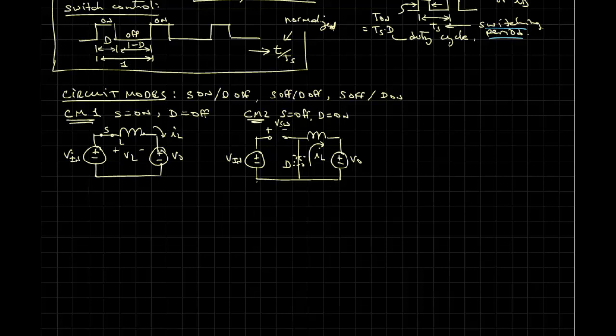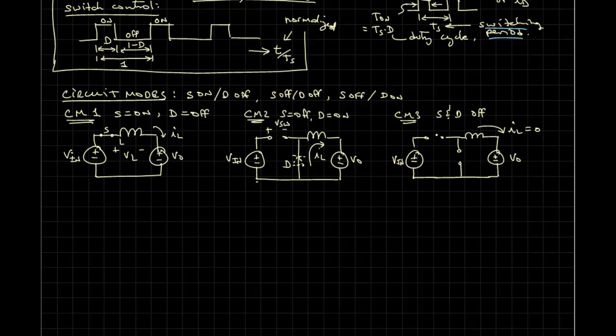and then the third circuit mode is when S and D are off. And when that is the case, there's no path for the current. So I_L is 0, and I_switch is 0, and I_diode is 0.